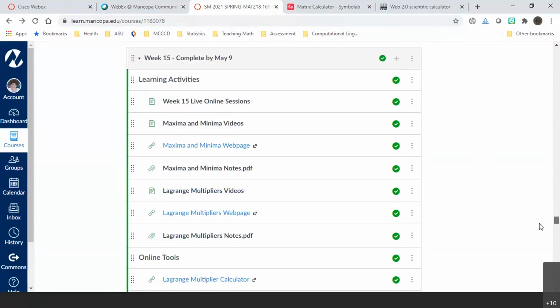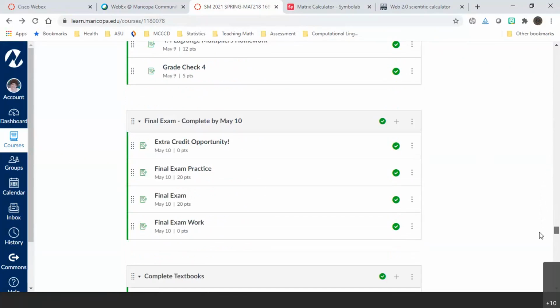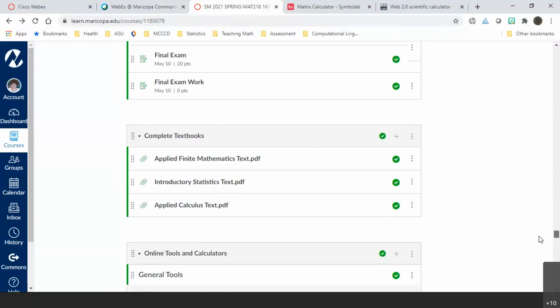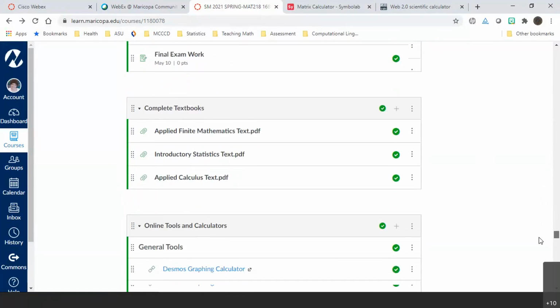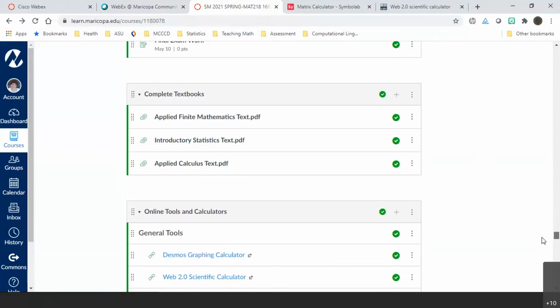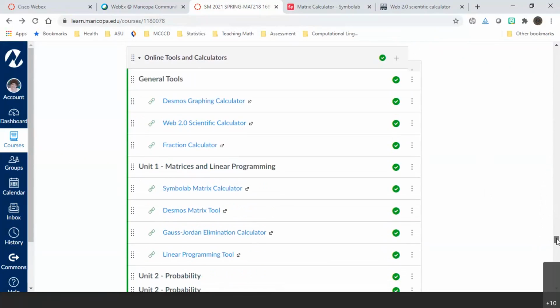It's important to know where this stuff is online. Here's the final. Here are the complete textbooks that we're using in this course. We're not using all of the textbooks, but if you want to do a little more reading about a particular topic, here's where you would go. And then here's the online tools and calculators. So here's Web 2.0, Scientific Calculator, Desmos, the fraction calculator.